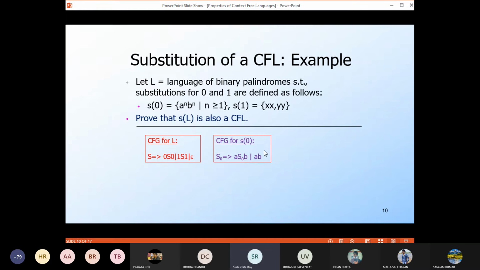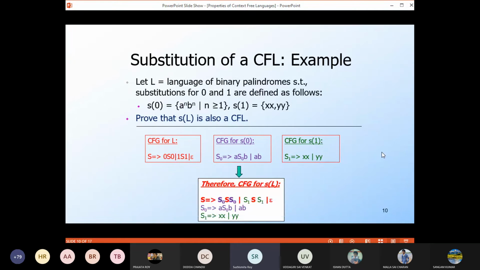This is ASB and AB. Yes. And what is the context-free grammar for S1? S goes to XX or YY. Okay. Therefore, note here two input symbols 0 and 1, and you are dealing with n plus 1 number of grammars. One for the original grammar, one for the substituting grammar for input symbol 0, one for the substituting grammar for input symbol 1.